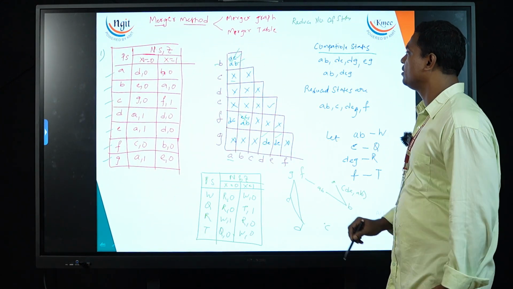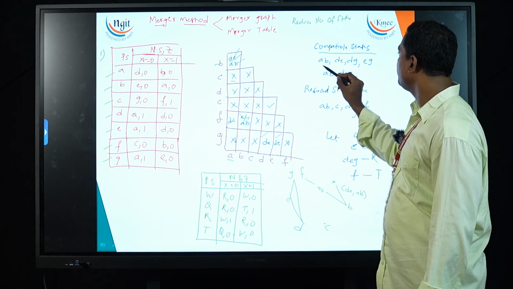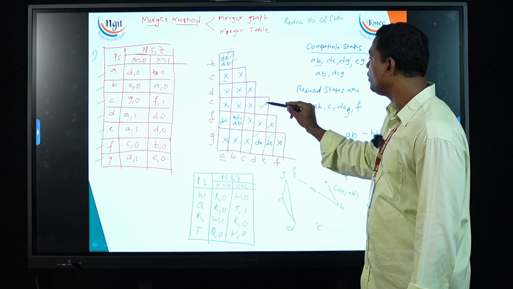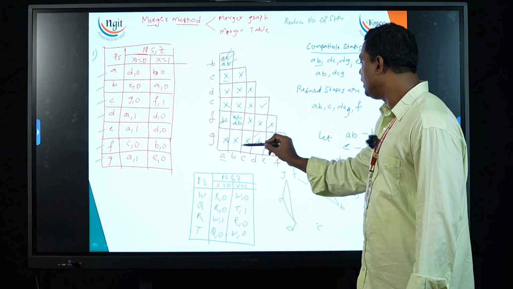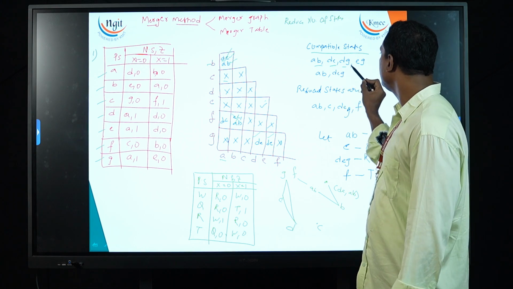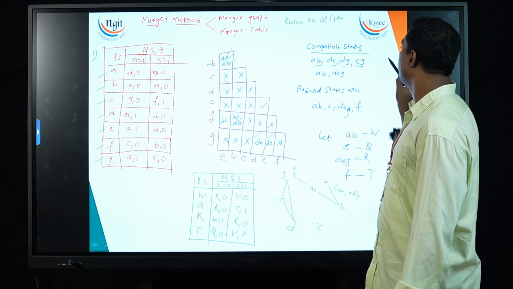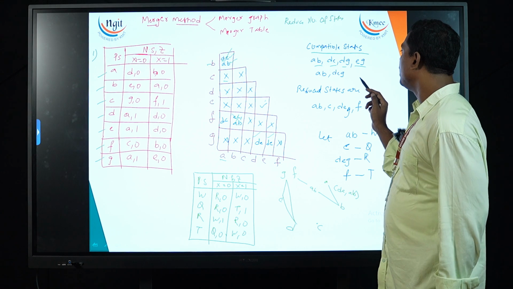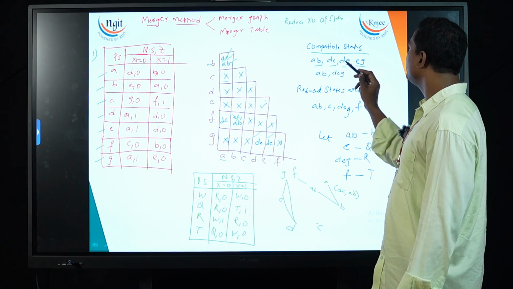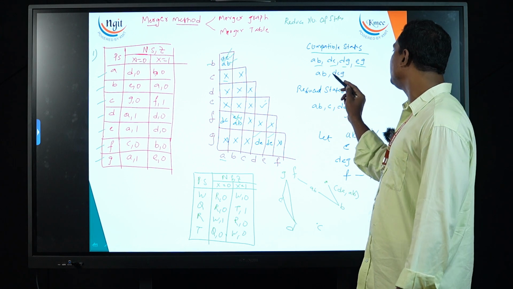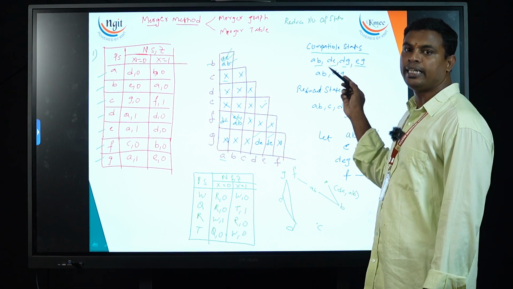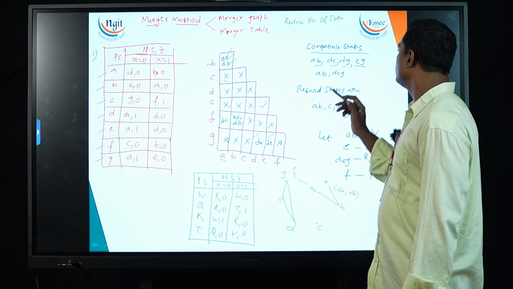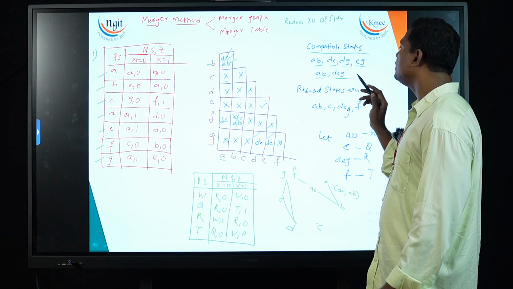These are my compatible states. See here, AB is compatible, with tick marks. Next, D and E is compatible, D and G is compatible, and the last one, E and G, is also compatible. So I have written all the compatible states here. If you observe DE, DG, EG, I can write these three states as DEG, because each state is compatible with one another, either in a single way or dual way. So I am writing AB, DEG as compatible states.